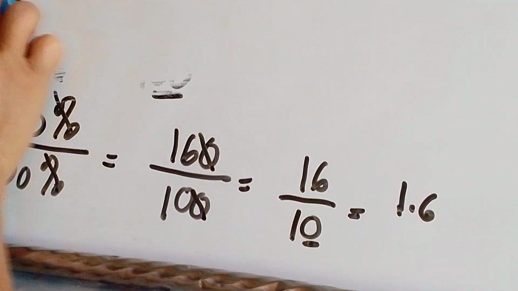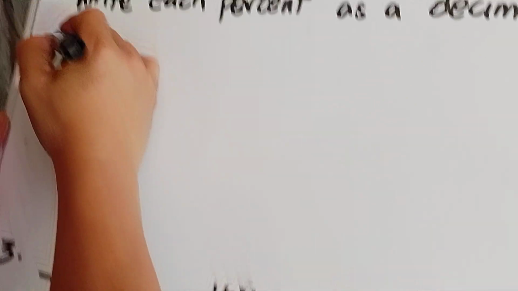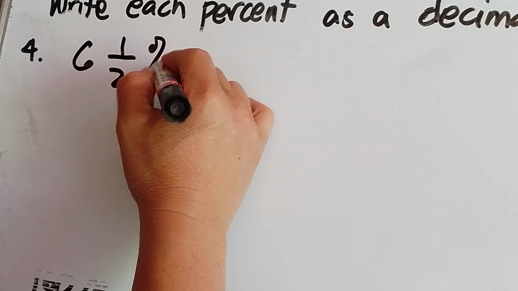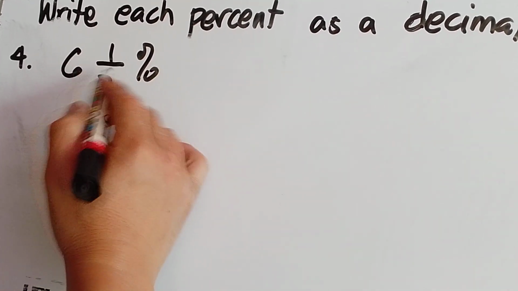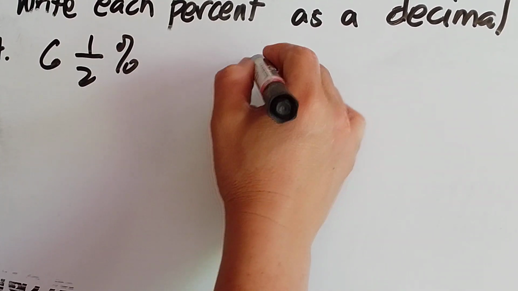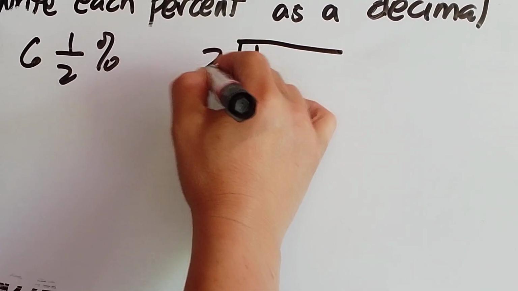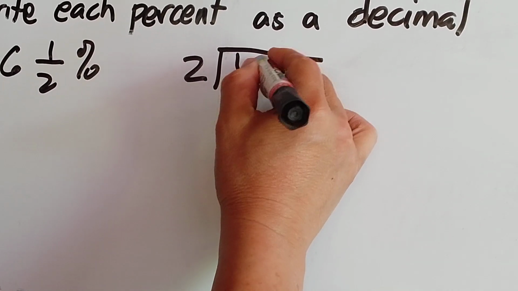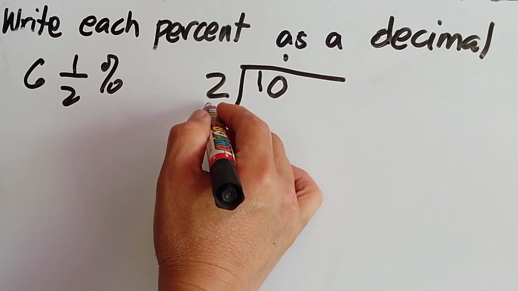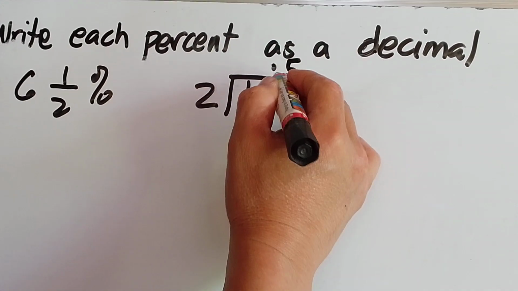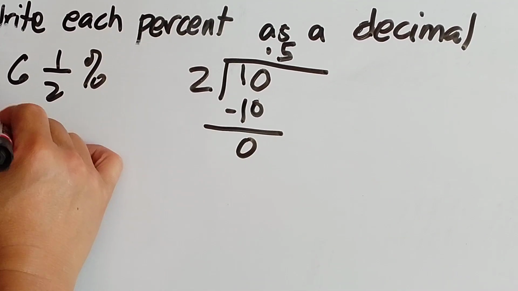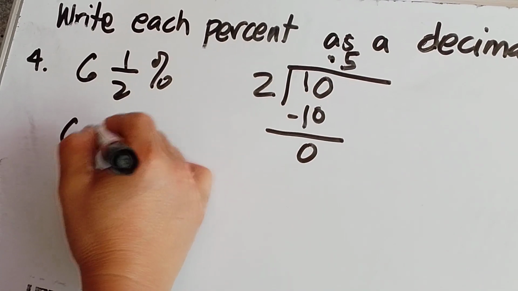Number 4. I have 6 and 1 over 2%. First, I have to make the fraction into a decimal. So 1 divided by 2. Since 1 cannot be divided by 2, I will add 0 and then the decimal point in here. So we can divide now 10 by 2. How many 2s are there in 10? There are 5. So 5 times 2 is 10. Then take away, that will be 0. So this will be 6.5%.